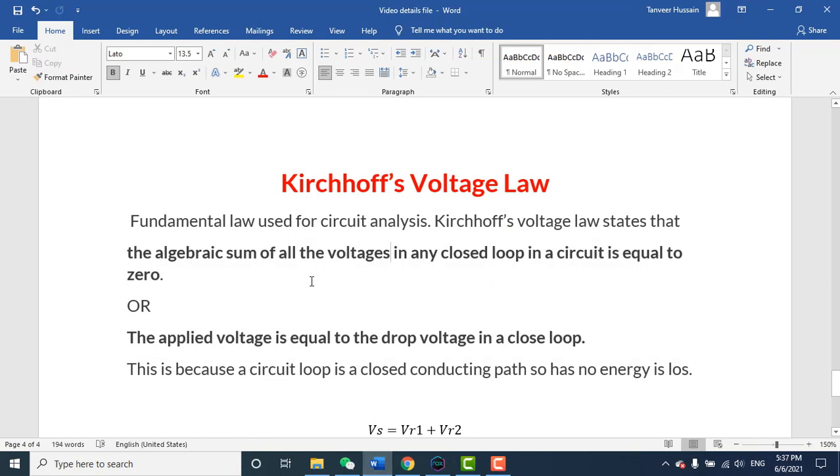Kirchhoff's voltage law says that the algebraic sum of all voltages in any closed loop is equal to 0. Or in other words, we can say the applied voltage is equal to the voltage drop in a closed loop.